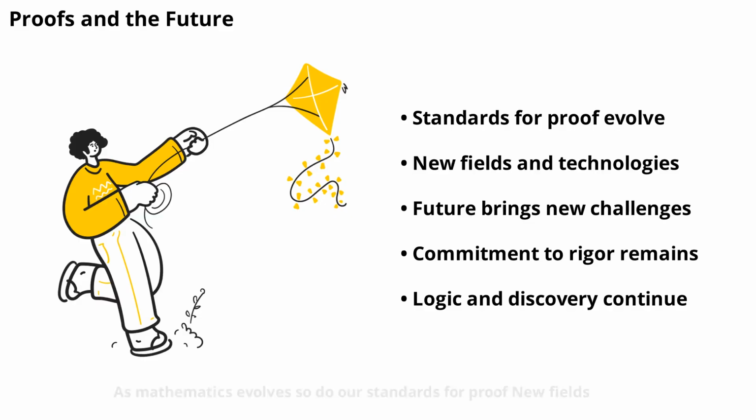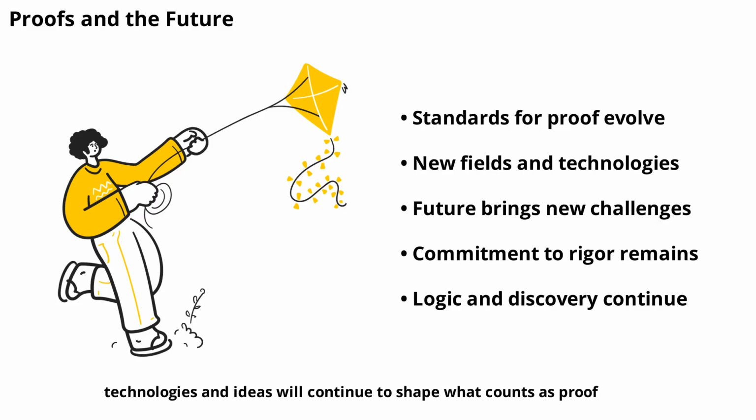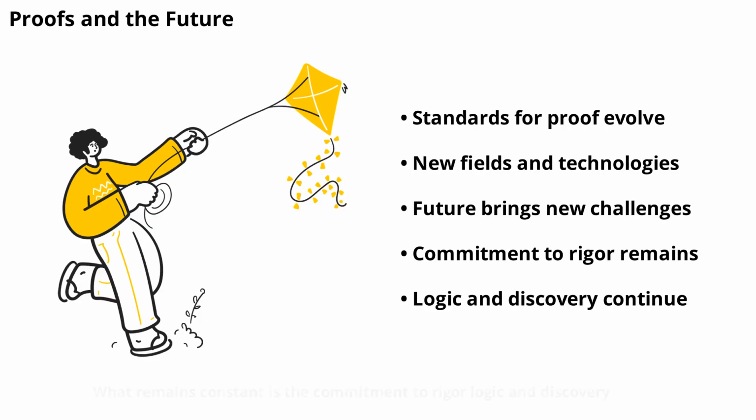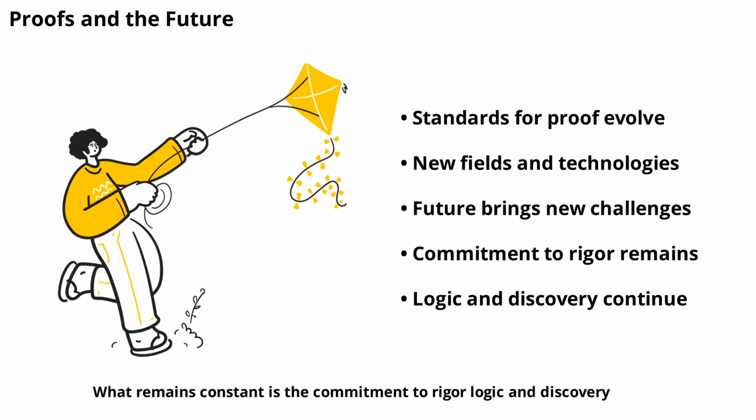As mathematics evolves, so do our standards for proof. New fields, technologies, and ideas will continue to shape what counts as proof. The future may bring new methods, new challenges, and new ways of thinking about certainty and truth. What remains constant is the commitment to rigor, logic, and discovery.